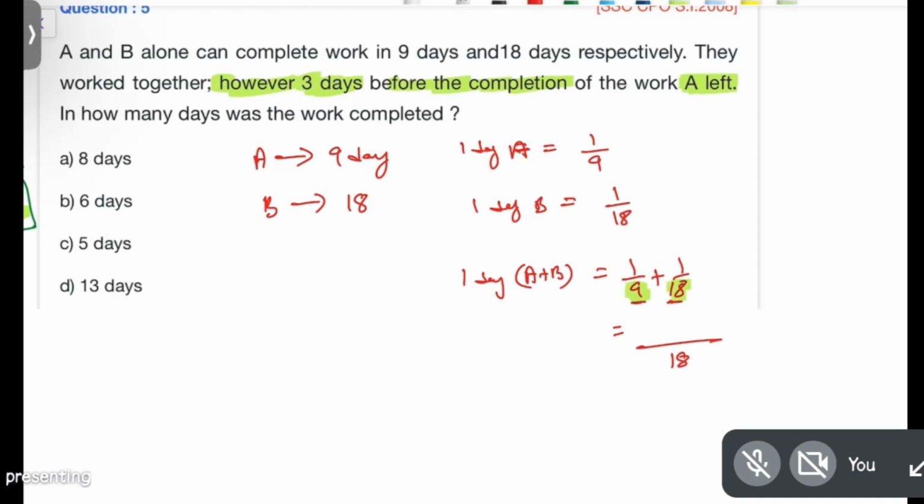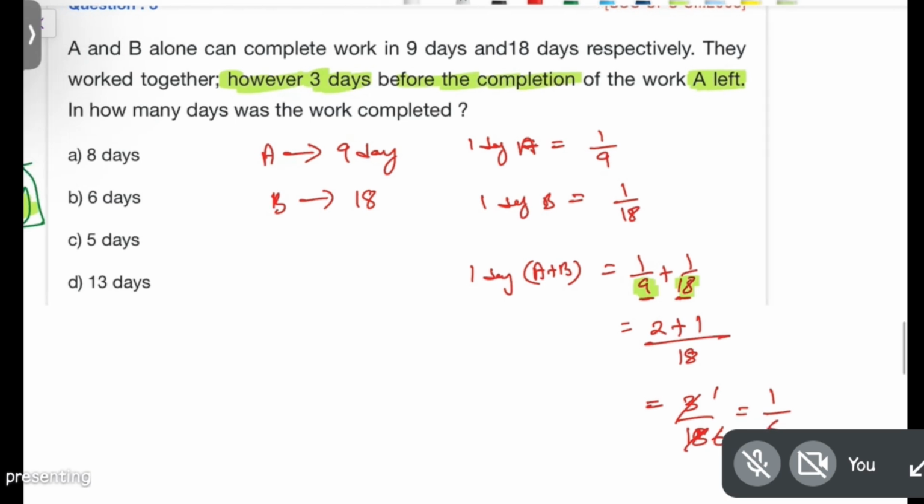So 9 times how much is 18? 9 times 2, and 18 times how much? 18 times 1, which means 2 plus 1 is 3 divided by 18. So 3 1s are 3, 3 6s are 18. So I have 1 by 6 as my answer for 1 day work of A and B. Okay, that's 1 day work.